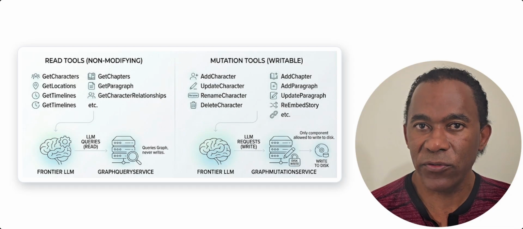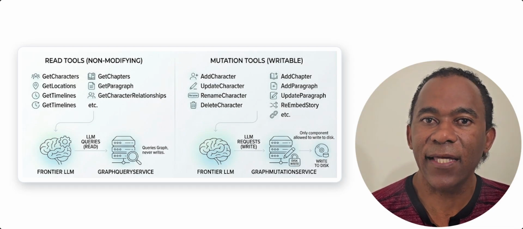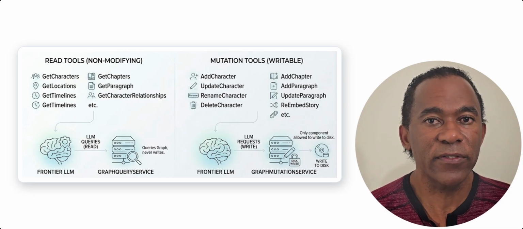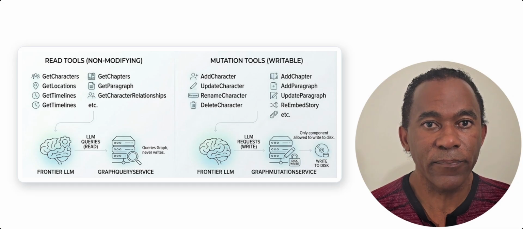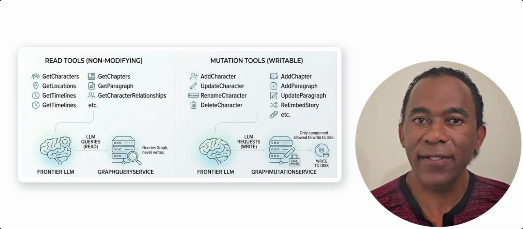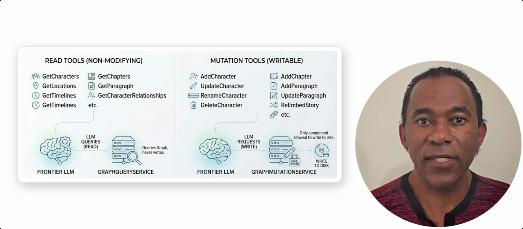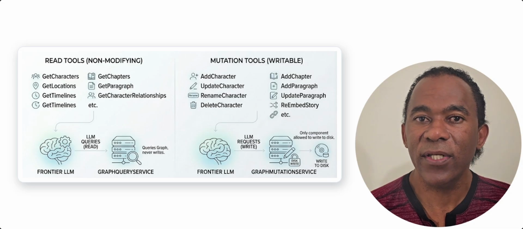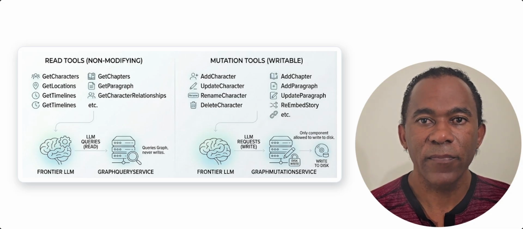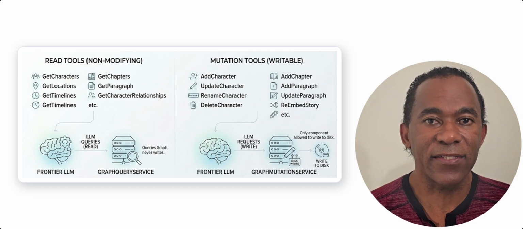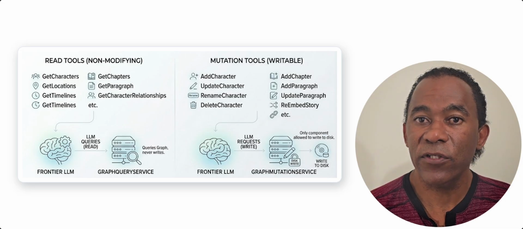Read tools and write tools. The Maui app has a class called Story Chat Service that exposes 2 flavors of a tool to the LLM. On the read side, you've got get characters, get locations, get timelines, get chapters, get paragraphs, get character relationships, and a bunch more. All those run against the graph query service and never modify the state. They're safe to call freely.